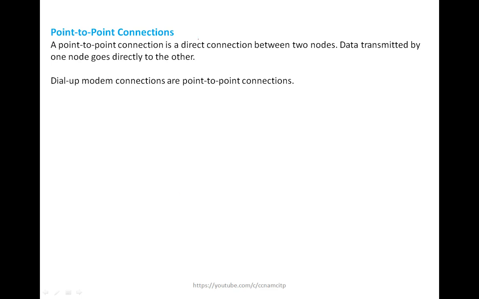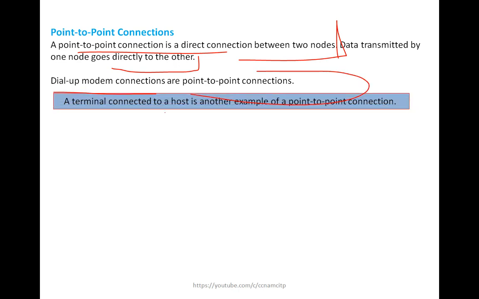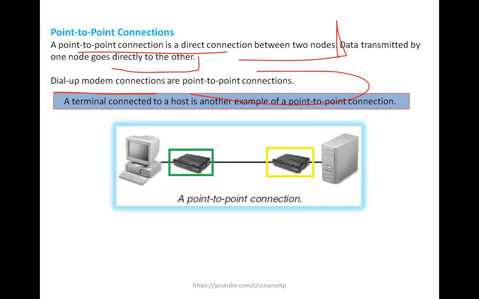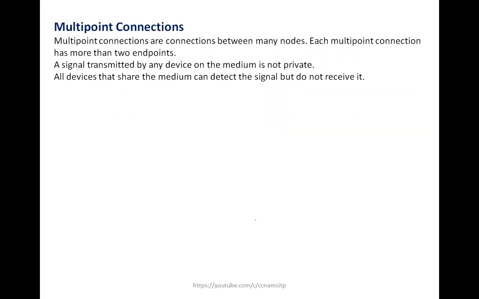Guys, next one is point to point connection. A point to point connection is a direct connection between two nodes. Okay, data transmitted by one node goes directly to the other node. Dial-up modem connections are point to point connections here. And this could be connected through any terminal also. So this is what I'm talking about. These are the terminals here, okay, and for example this is my server and this is my host. So this can be through one direct cable also, or this can be through terminals. That is known as point-to-point connection.